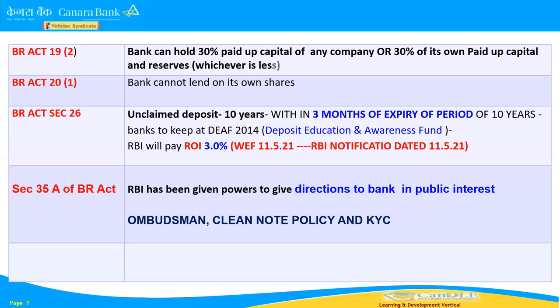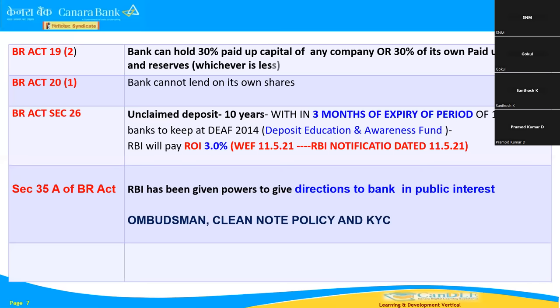Then comes Section 35A of the Banking Regulation Act. Yesterday also I told you when I was talking on KYC policy. The KYC policy has been issued by the Reserve Bank of India by the supreme powers it got from Section 35A of the BR Act. From 35A, RBI issued not only KYC guidelines but also the ombudsman and clean note policy. All these guidelines were issued by the Reserve Bank of India by virtue of the powers it got from 35A of the Banking Regulation Act. These four sections are very, very important as far as the BR Act is concerned.